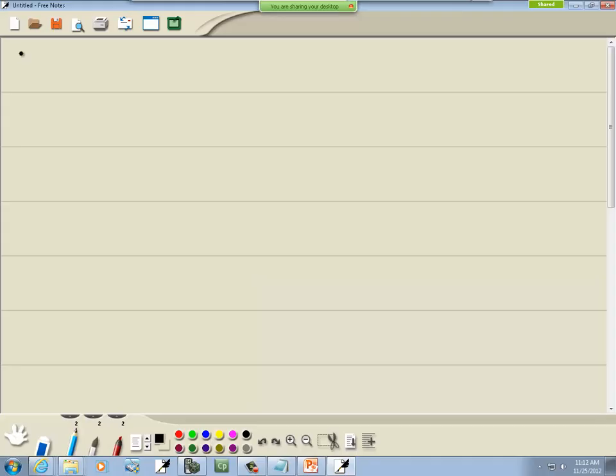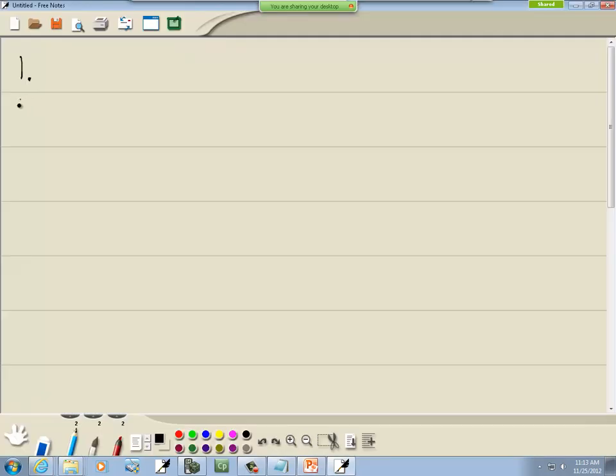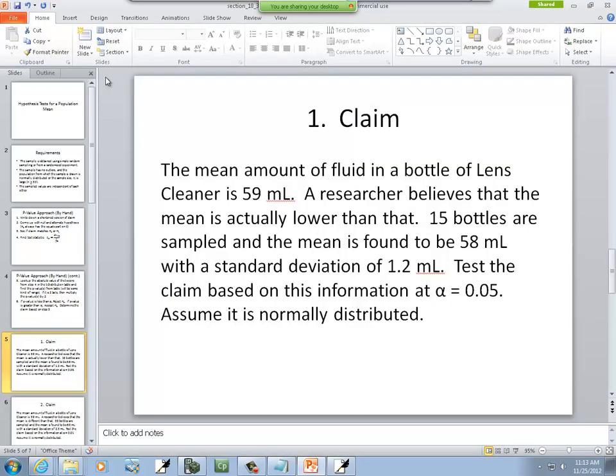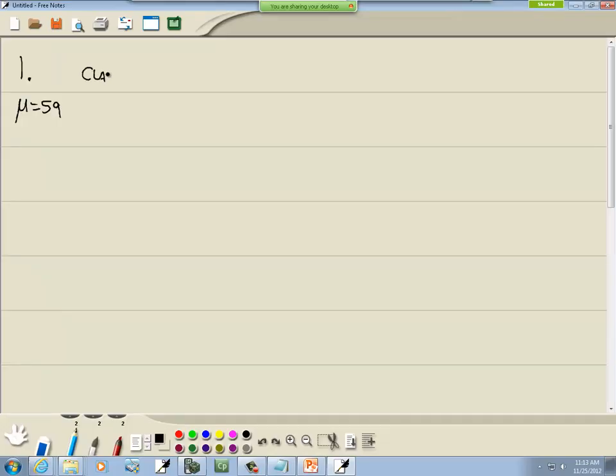Okay, number one. The mean amount of fluid in a bottle of lens cleanser is 59. So mu would be 59. A researcher believes the mean is actually lower than that. Sounds like our claim. So lower than 59.